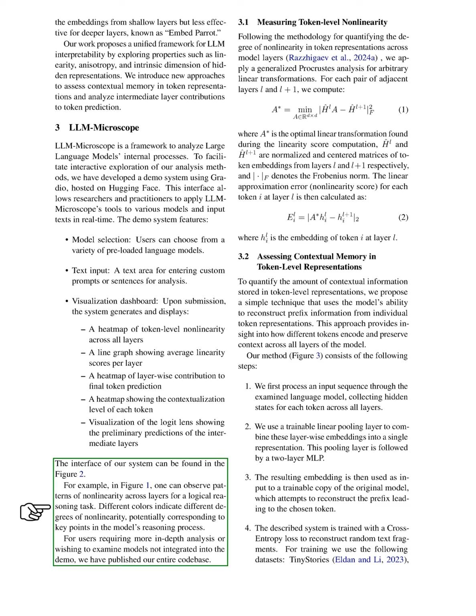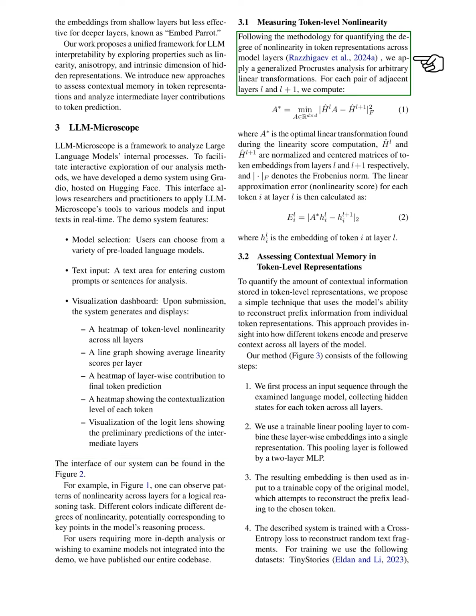Section: Measuring Token-Level Nonlinearity. In this section, we measure the nonlinearity of token representations across model layers. We use a generalized Procrustes analysis to assess how linear transformations affect adjacent layers. For each pair of layers, we find the best linear transformation and calculate the nonlinearity score for each token based on their embeddings. Next, we evaluate the contextual memory in token-level representations.